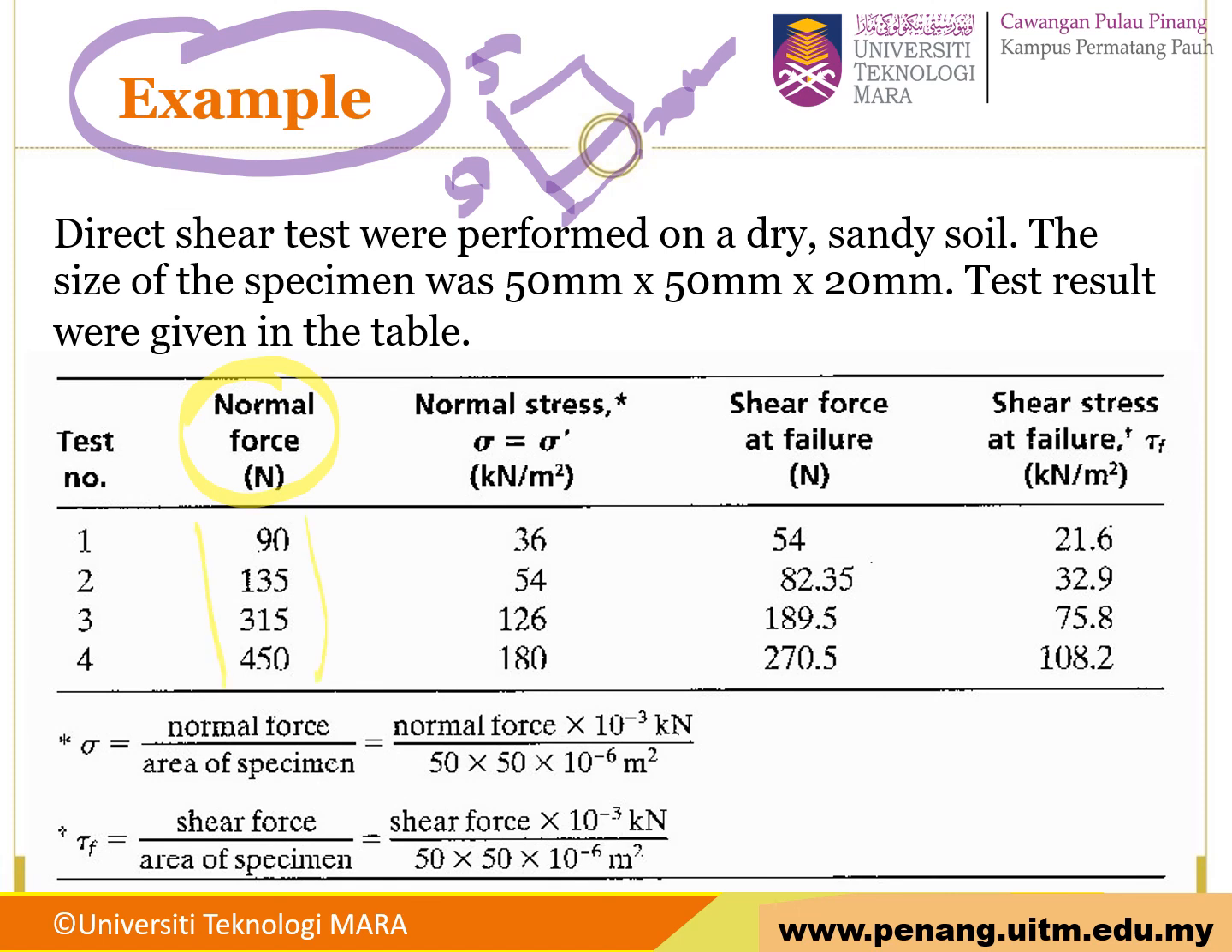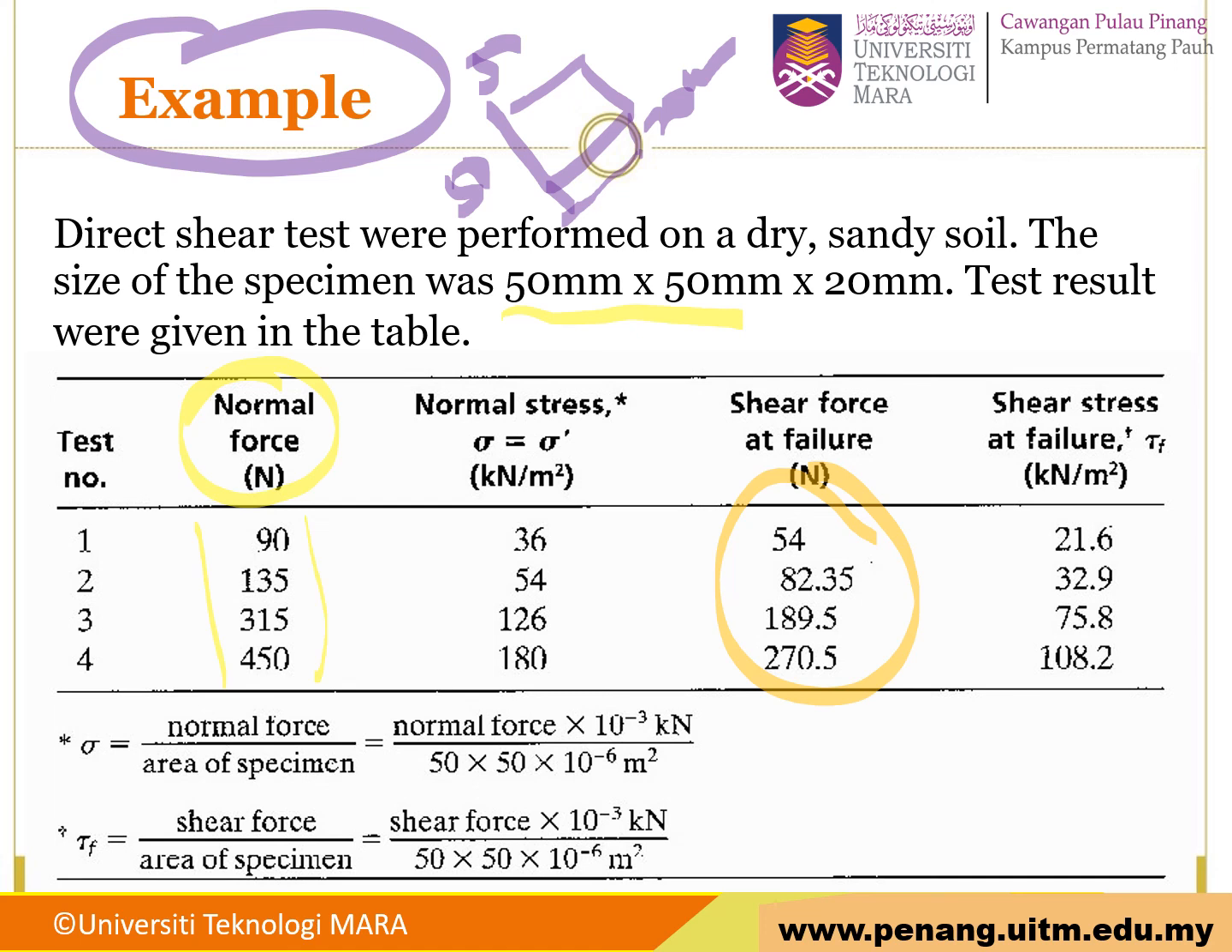And then we have to determine the value of normal stress. The normal stress is equal to normal force divided by cross-sectional area, 50 times 50 mm. So 90 over 50 times 50 mm, and you will get 36 kilopascals. And then this one is the shear box value, which is the shear force. You have to determine the shear stress. Similar to the normal stress, shear stress is equal to shear force divided by cross-sectional area. So that means 54 divided by 50 times 50 mm, and you have to convert to kilopascals here.